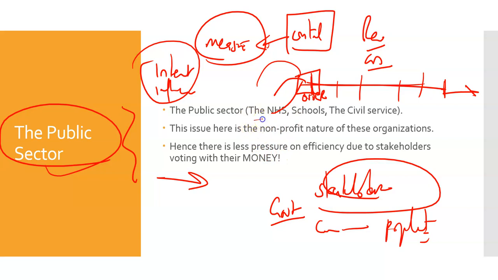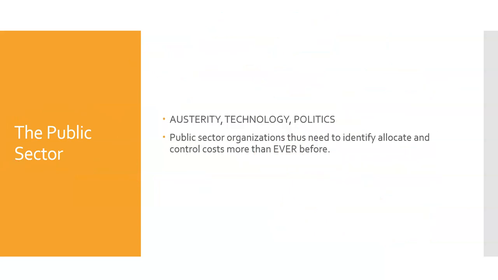When I think of the NHS and schools, they're not profit-making organizations, so they have different drivers. We're still talking about performance measures, and they still need to be looked at as to how they measure performance. But their performance isn't based on the amount of money coming in per se, so there's less pressure on efficiency. But now we have austerity, technology and politics. These are very hot topics, and people are very sensitive about these issues.